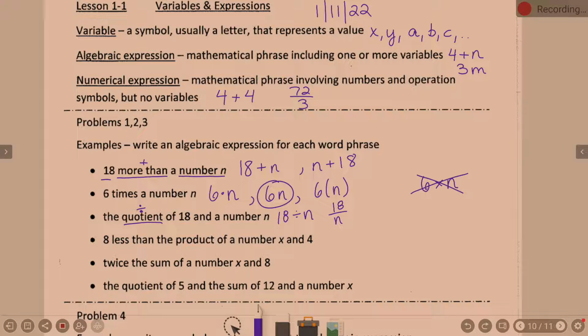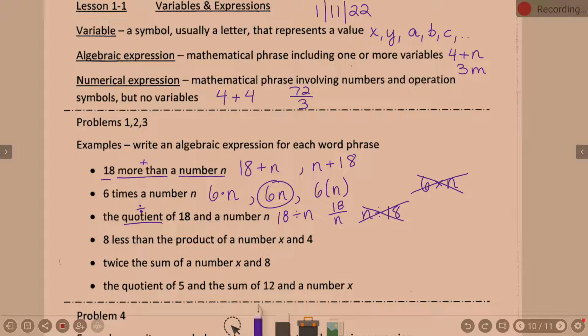Now, David, did you ask about n divided by 18? You can't do that because you don't know what it is. And here's the deal. With addition, we can flip it. With multiplication, we can flip it. With division, I can't flip it. Because it says the quotient of 18 and a number, we have to have 18 first.